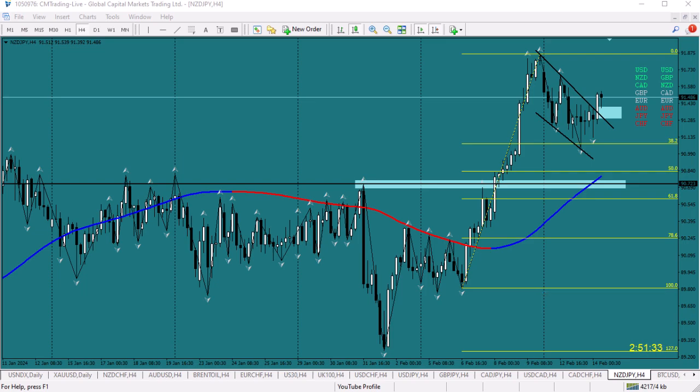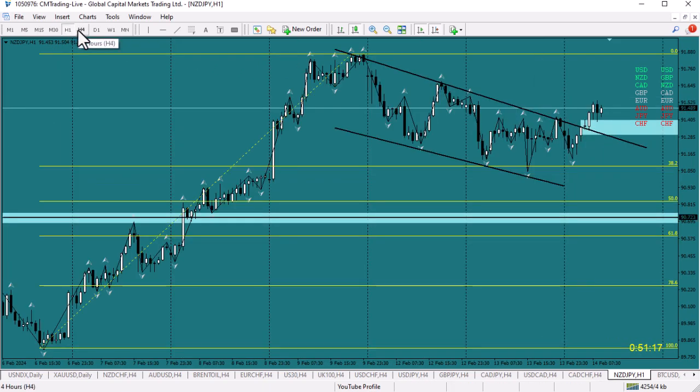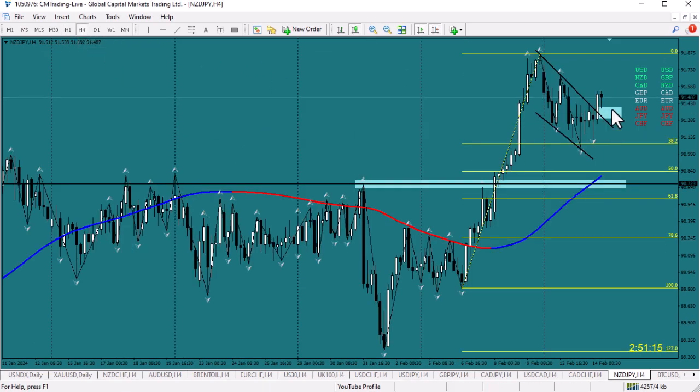In the New Zealand yen, the nice flag pattern since yesterday. I pointed this one out yesterday, pointed out the potential breakout. That happened. Now we're looking also for a retracement and then a counter reversal at this area. A 1 hour trade would be great. A 4 hour trade would be great on a nice reversal.